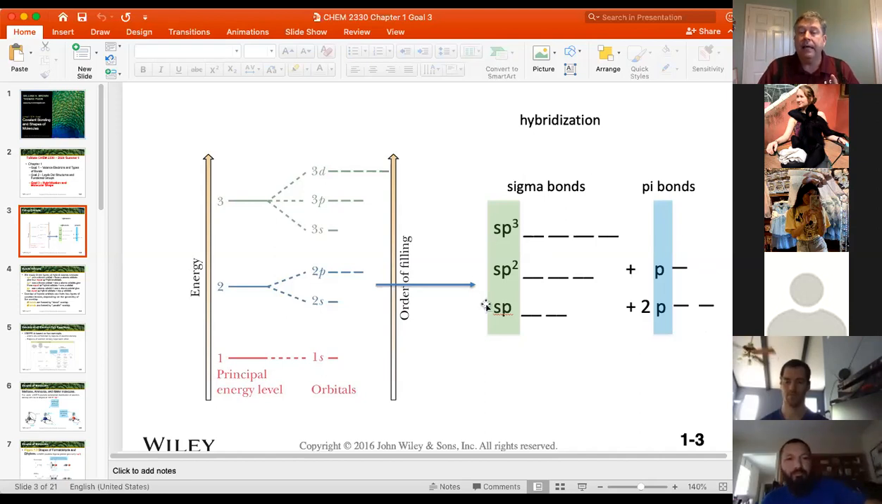Now notice the sp, the sp2, and the sp3 hybridized orbitals are the ones that are going to do what we call direct overlap and give us sigma bonds. The leftover p's are going to be the ones that do parallel overlap and give us the pi bonds. So I'm saying all that now. Let's go one step at a time to see how that happens.